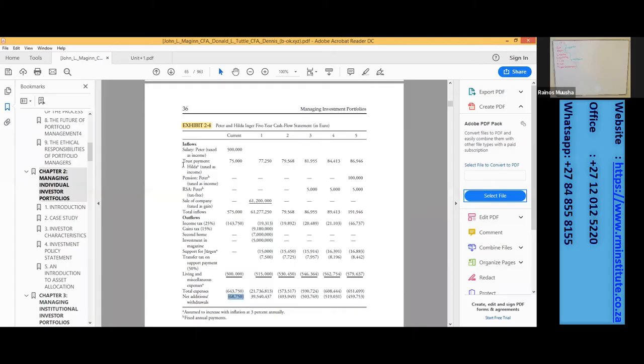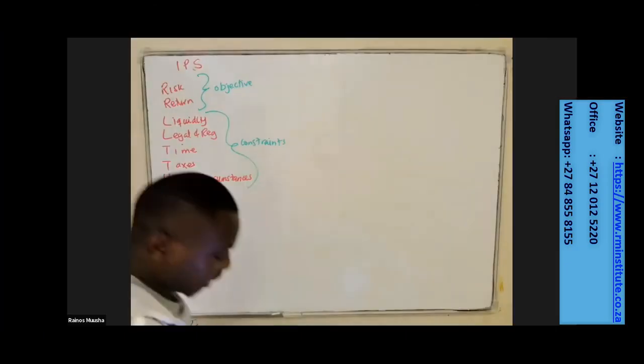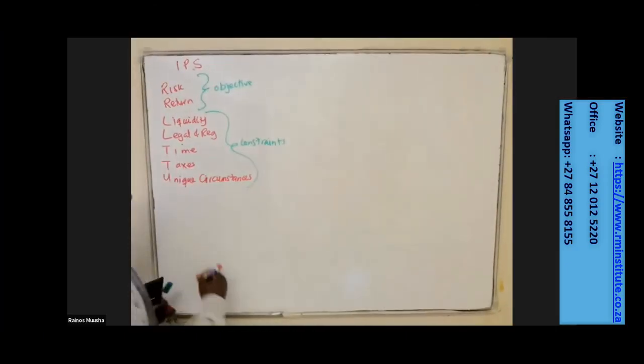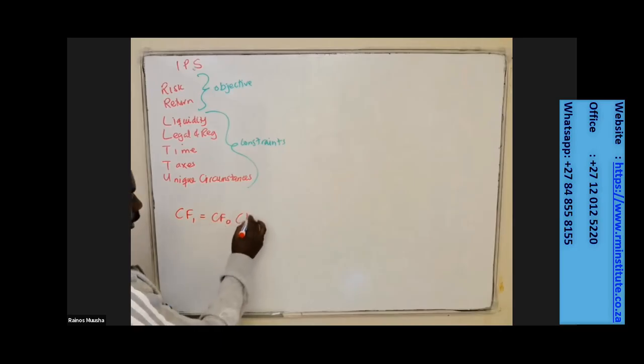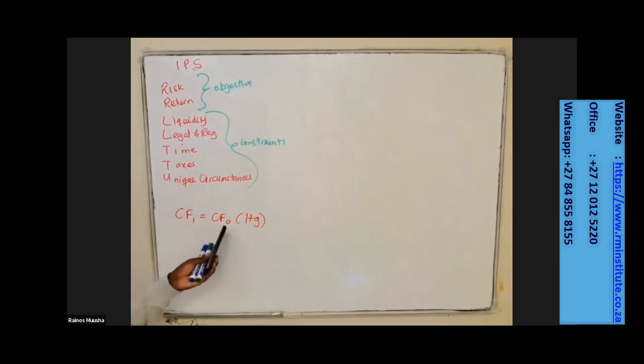So if the income on the trust is going to be growing by inflation adjustment, it basically means that if the income currently is 75,000, your cash flow in period 1 is given as the cash flow in period 0 multiplied by 1 plus the growth rate.